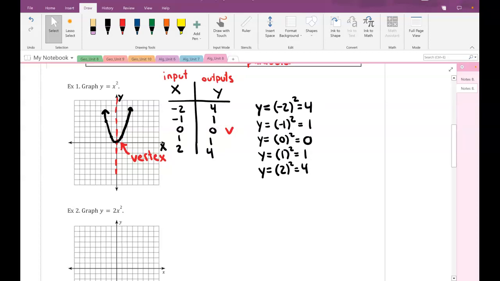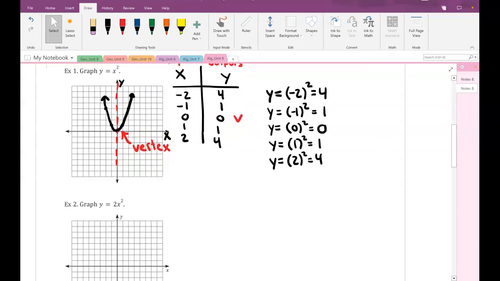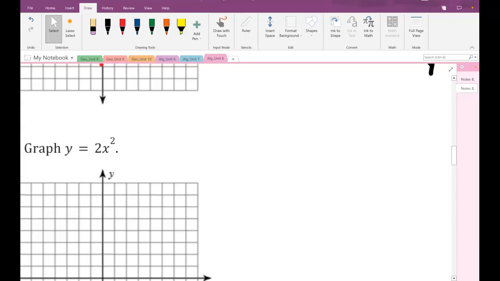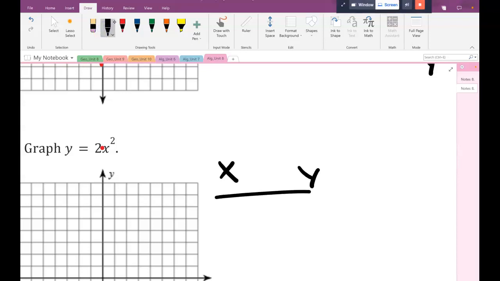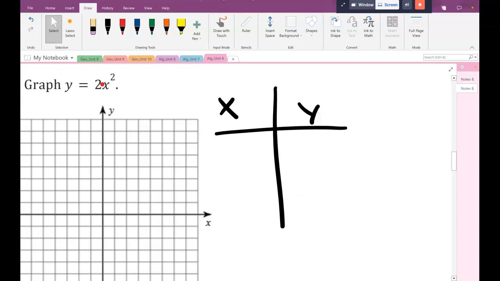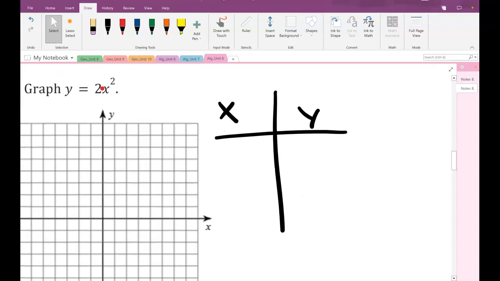So we're going to graph now 2x squared. So this 2 is being multiplied by the x. And we'll talk about remembering order of operations once we set up this table here. So use your same numbers, go -2 to +2.